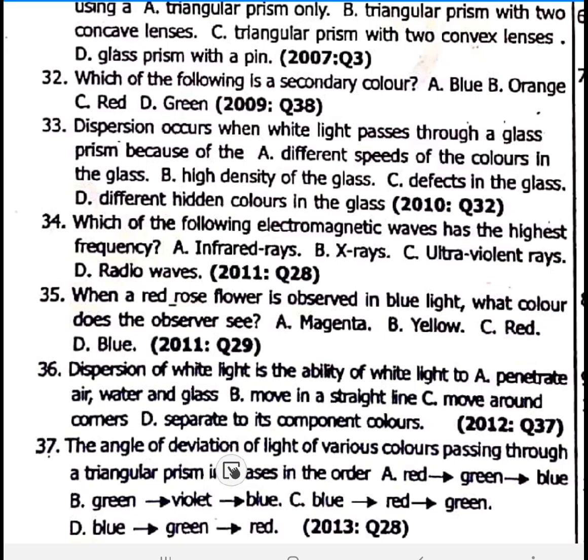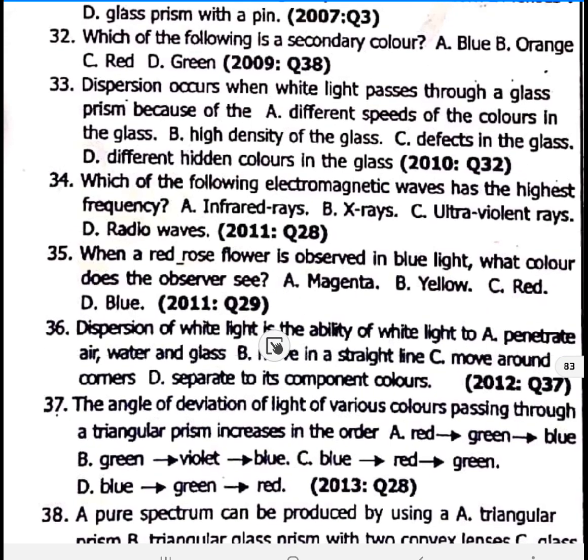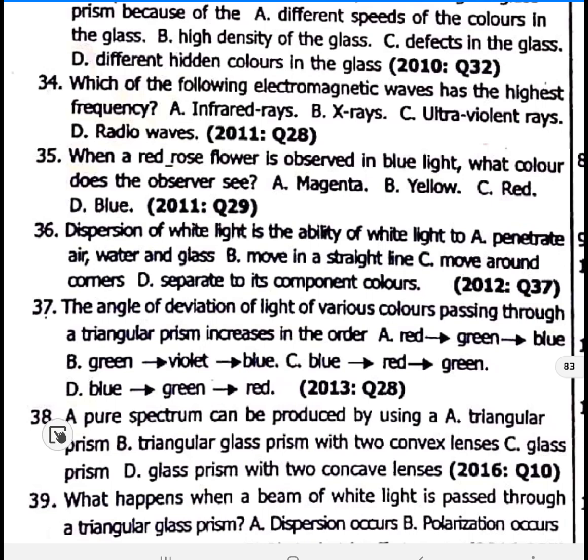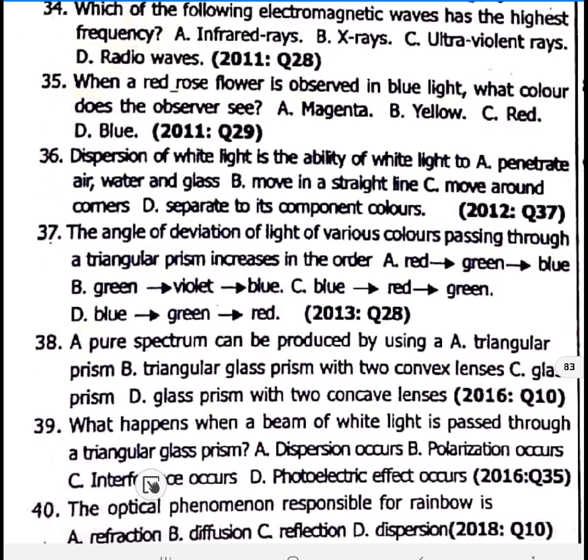37. The angle of deviation of light of various colors passing through a triangular prism increases in the order of red, green, blue. Option A. 37 is option A. 38. A pure spectrum could be produced using a triangular glass prism with two convex lenses. This question is repeated.